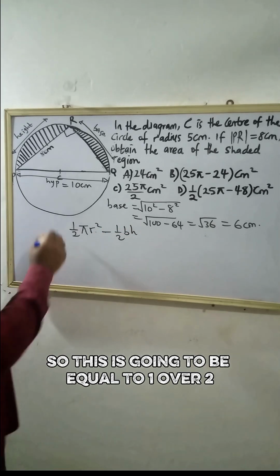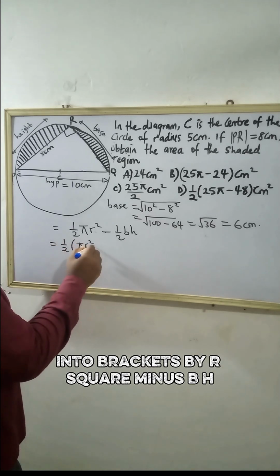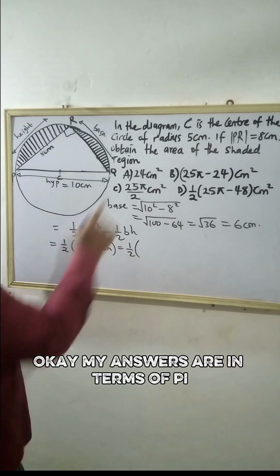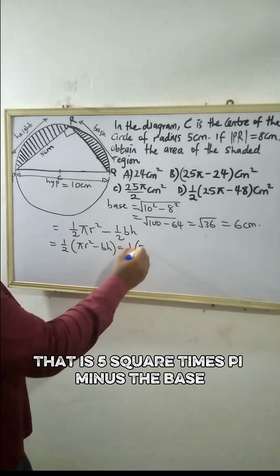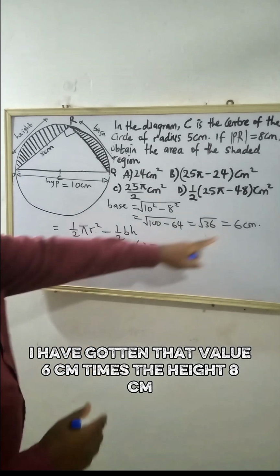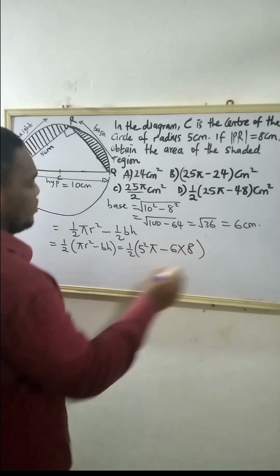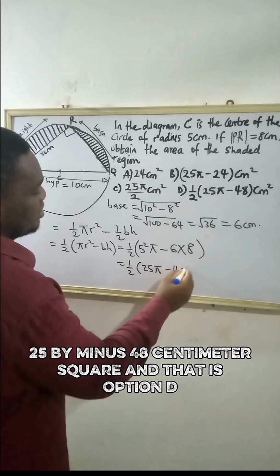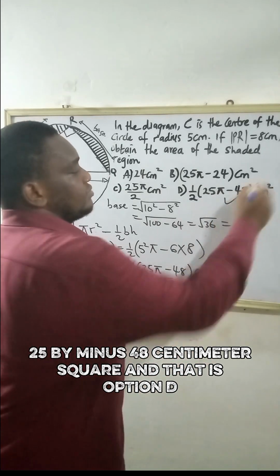So this is going to be equal to 1 over 2 into brackets pi r squared minus bh, which is 1 over 2. Okay, my answers are in terms of pi, so I will leave that. The radius squared, that is 5 squared, times pi minus the base, I have gotten that value, 6 cm, times the height, 8 cm. So that is 1 over 2, 25 pi minus 48 centimeters squared. And that is option D.